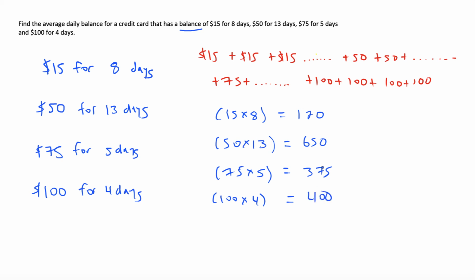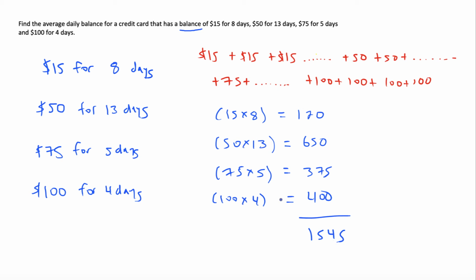So when we add these numbers together now, we get 1545. So we can get the same answer here just by multiplying the balance times how many days that balance will remain. Or you could have done this the long way: 15 plus 15 plus 15 plus 15, do that 8 times, plus 50 plus 50 plus 50. You can try it if you want, but if you do this, then you should get the same number, 1545.